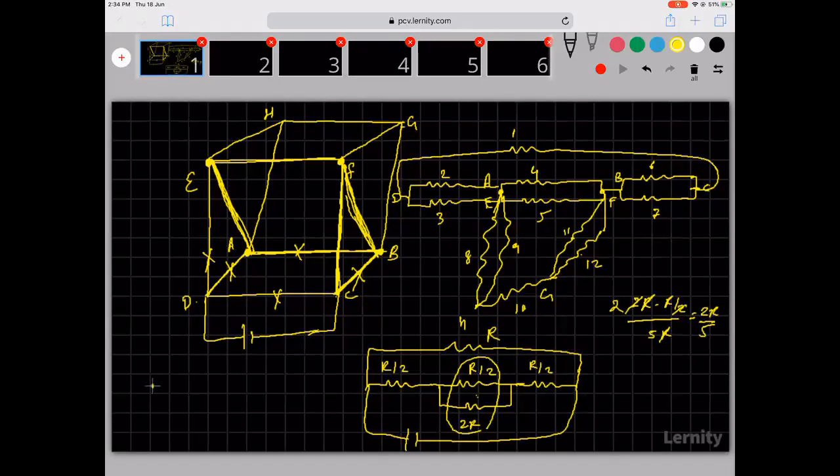So now they are all in series. So R plus 2R by 5 is equal to 7R by 5. That is in parallel with R. So the final will become 7R by 5 into R divided by 7R by 5 plus R. So that will become 7R by 12. So that's what we got the other way also.